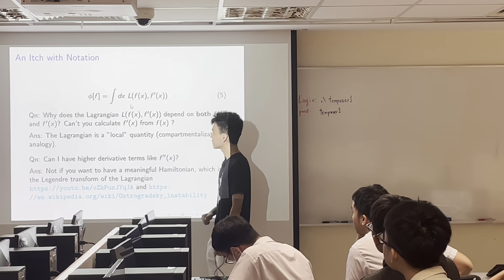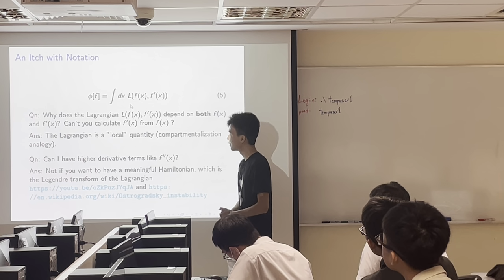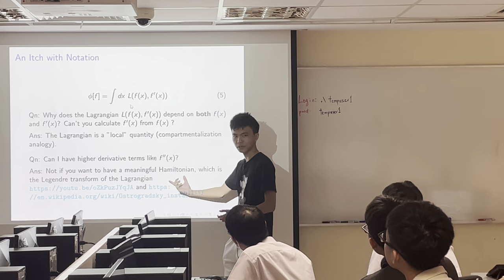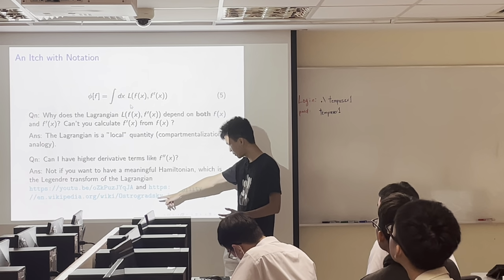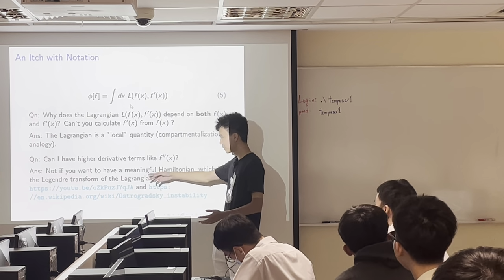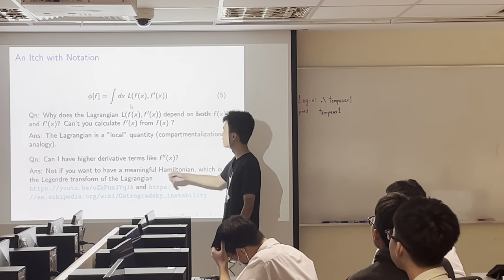Okay? Another thing is, why don't you have higher derivatives? It turns out, if you write a Lagrangian with higher derivatives, then your Hamiltonian, which is your total energy, will not make sense. You can search for this Ostrogradsky instability. I also have a lecture on the Legendre transform. The Hamiltonian is actually the Legendre transform of the Lagrangian.